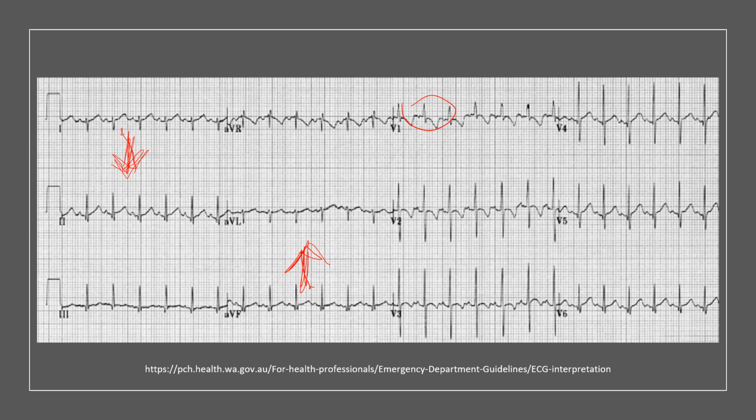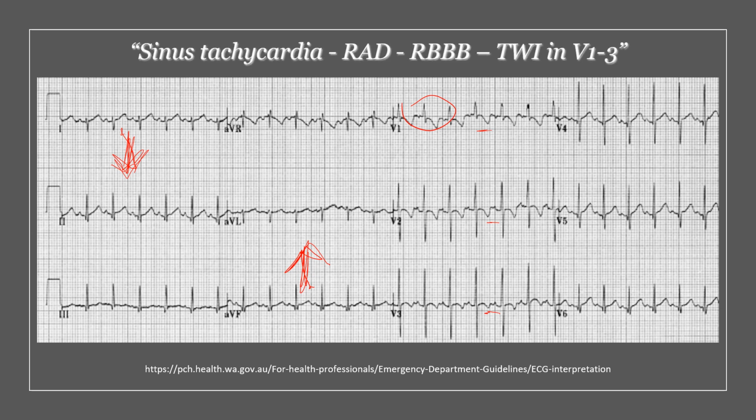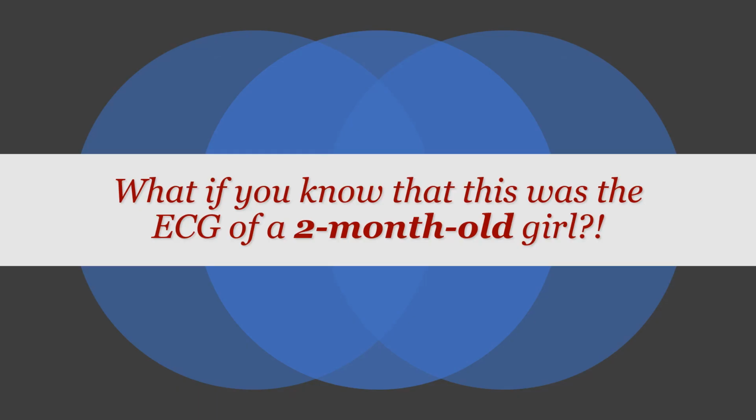looking at the T waves in the right precordial leads, V1, V2, V3, they're inverted there. So everything is pointing towards a pulmonary hypertension picture, and in the context of ED, acute pulmonary hypertension probably means acute pulmonary embolism. So this is an ECG that if I see it, I'll be thinking that's a PE case. Sinus tachycardia, right axis deviation, right bundle branch block picture, and T wave inversion in V1 to V3 sounds very PE to me. But what if you know that this is the ECG of a 2-month-old girl rather than a 20-year-old girl? Would that make any difference in your head?